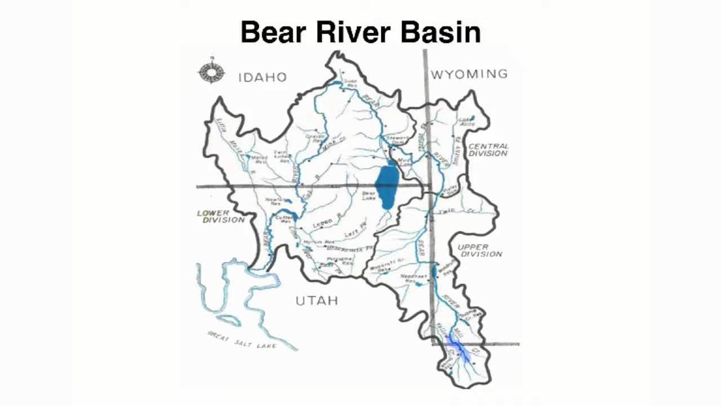It's unique in a few ways. The first is that it's our only compact that has been amended. It's also unique in the number of times the Bear River crosses state line boundaries. It originates in Utah, flows into Wyoming, flows back into Utah, flows into Wyoming, goes into Idaho, before eventually dumping into the Great Salt Lake.